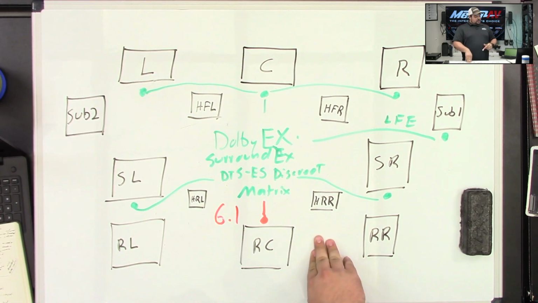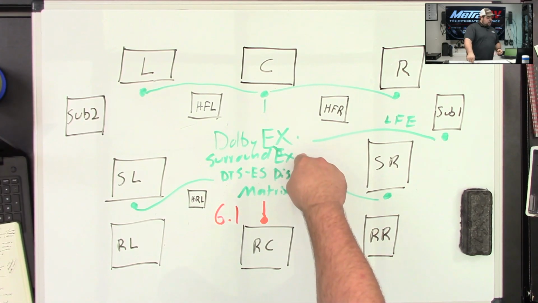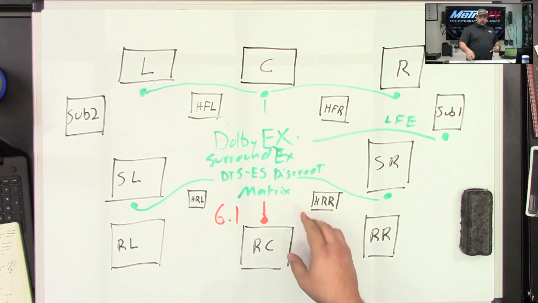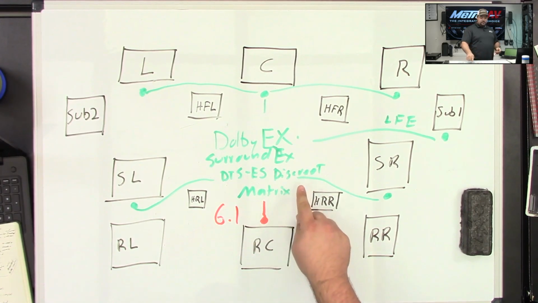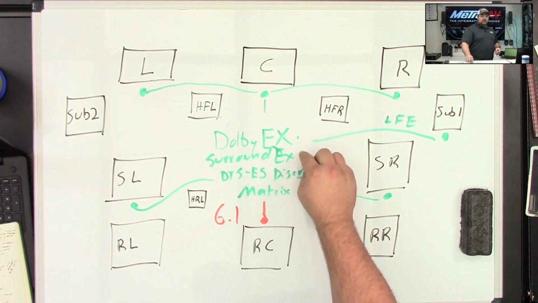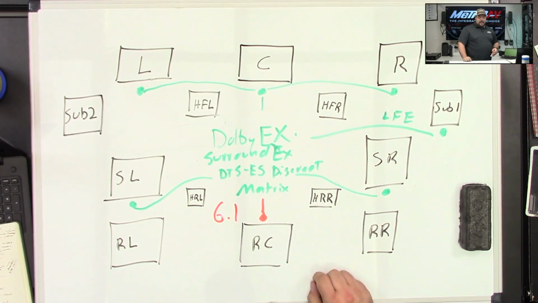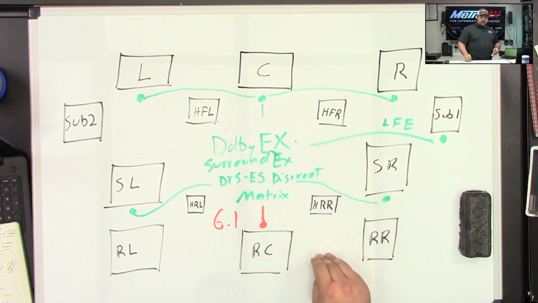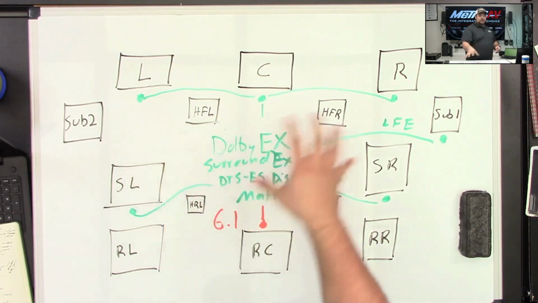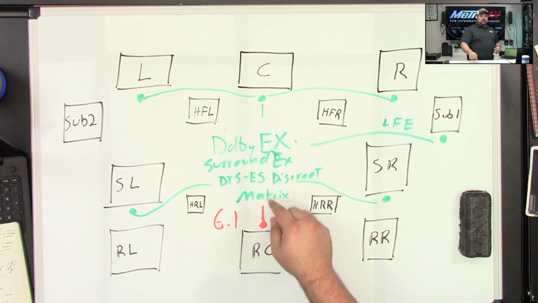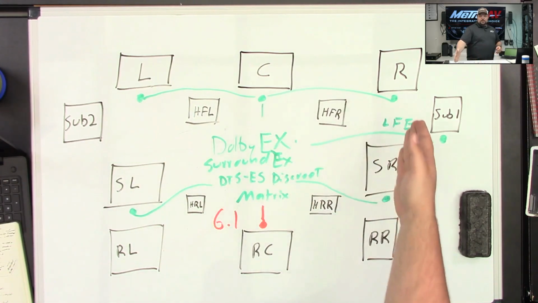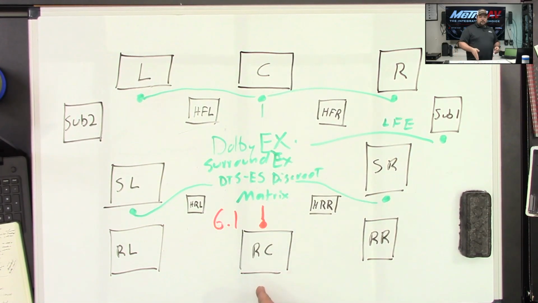So Dolby EX, or they're calling it Surround EX as well, and then DTS ES did the same thing. So the DTS ES did the 6.1. However, their discrete is just like the Dolby EX and the Surround EX, because the Dolby EX and the Surround EX was discrete. You actually had discrete channels for all of them. And Dolby ES discrete was the same way. So you had a discrete left channel, center, and right, surround left, surround right, and rear center.